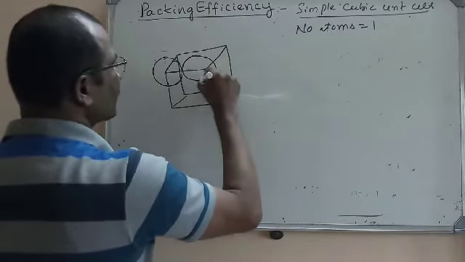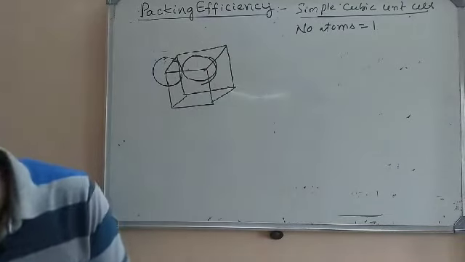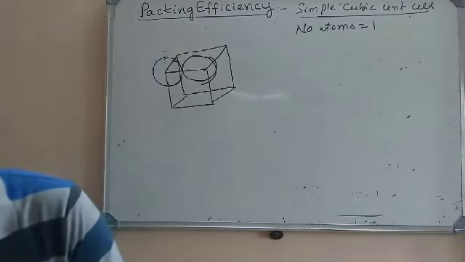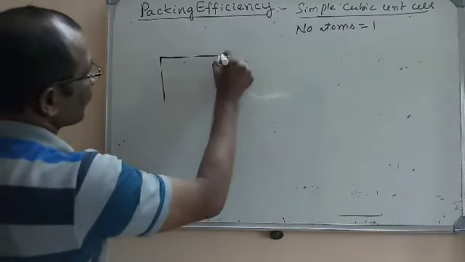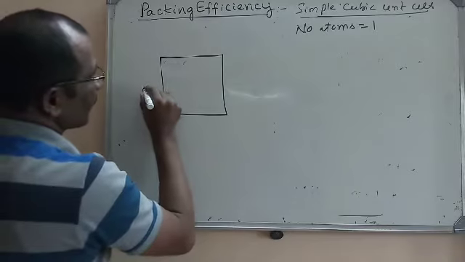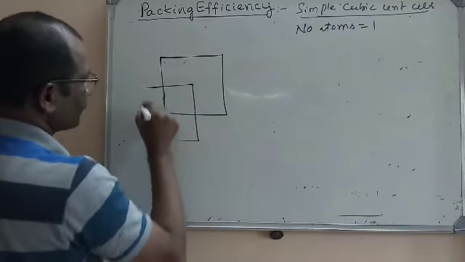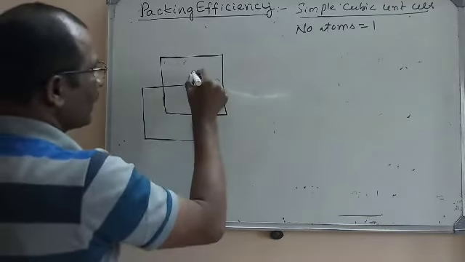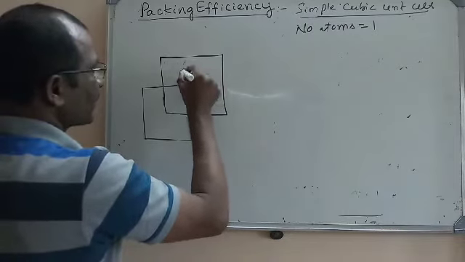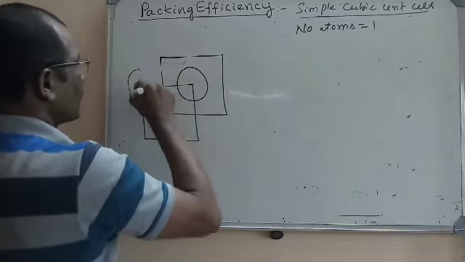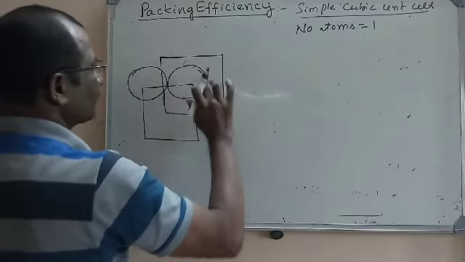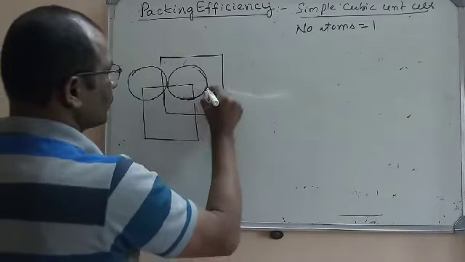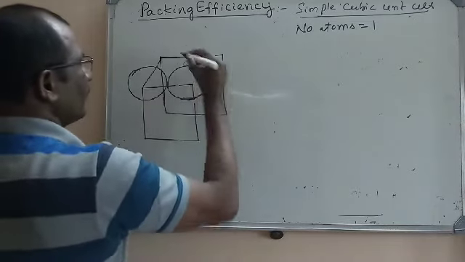Don't have any confusion in understanding the simple cubic unit cell. We are not taking all these spheres here, because we don't need all the spheres for our calculation. So here we take 2 spheres at the two corners. Just look here.